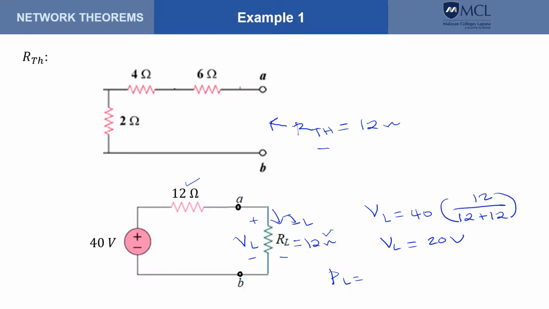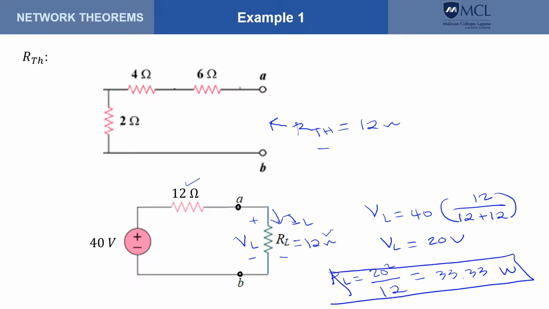So that is 20 squared divided by 12. And that should give us 33.33 watts. Okay, so this is our answer. And of course, this one, where this is our RL.